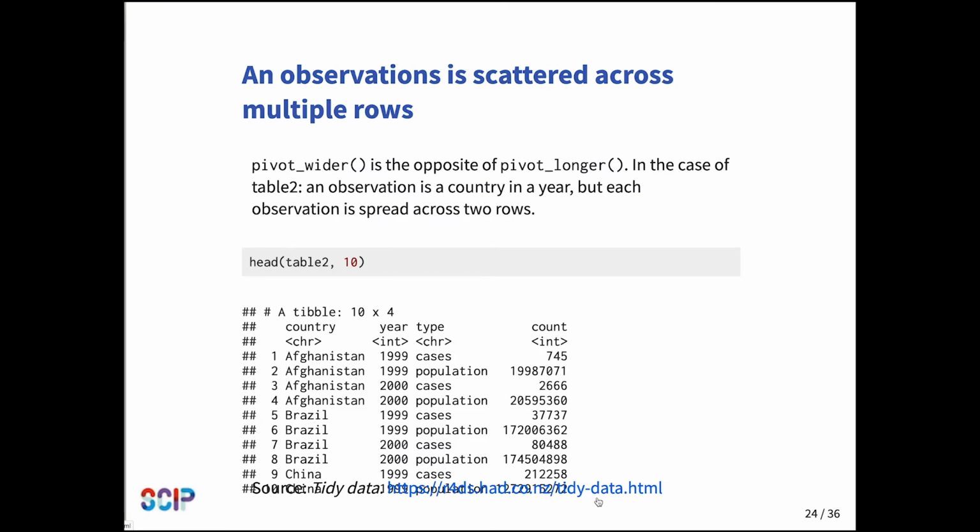So the next scenario is almost the opposite of what we last looked at, and that is where, as you can see here in the case of this table, an observation is scattered across multiple rows. This is another data set that comes with tidyr, but in this instance the observation is a country in a year, but each observation is then spread across 2 columns. So we can see that there's 2 types, cases and population, and a different count for each of those.